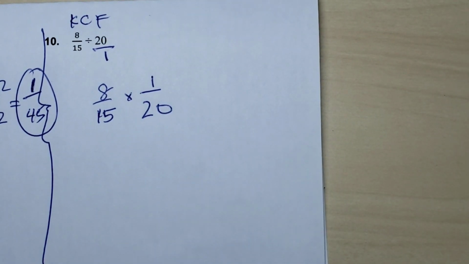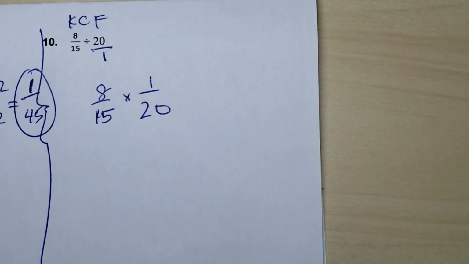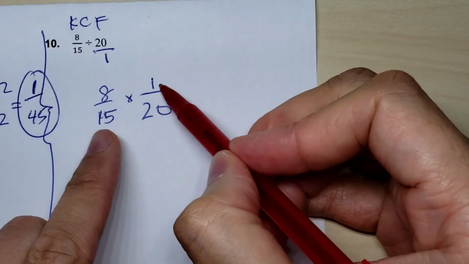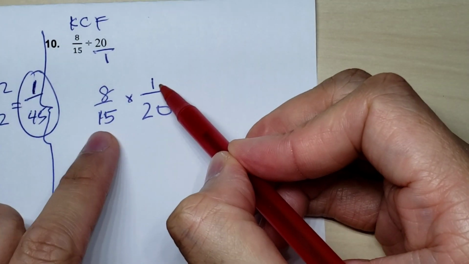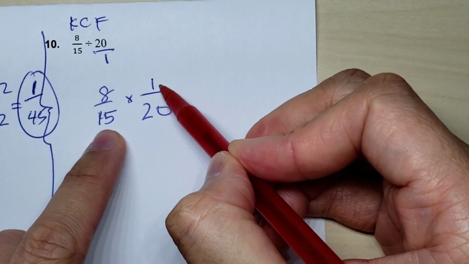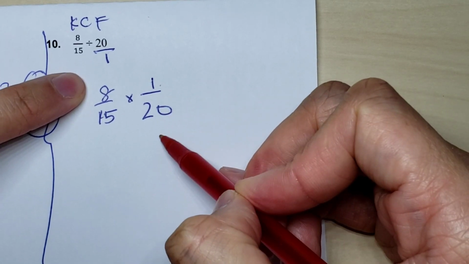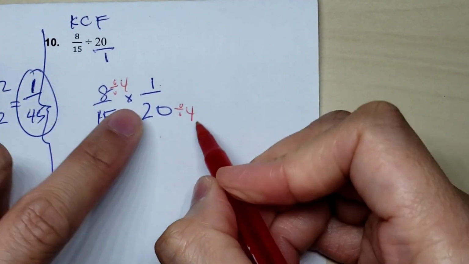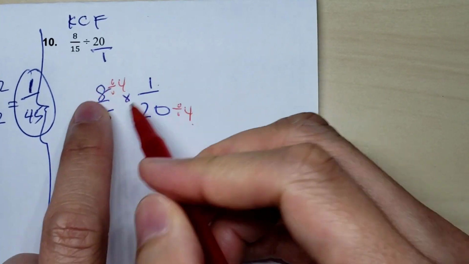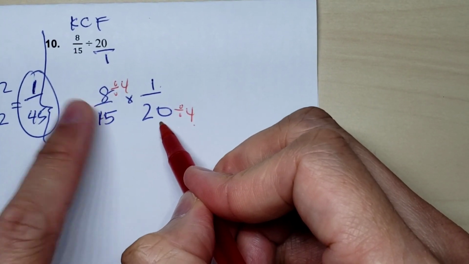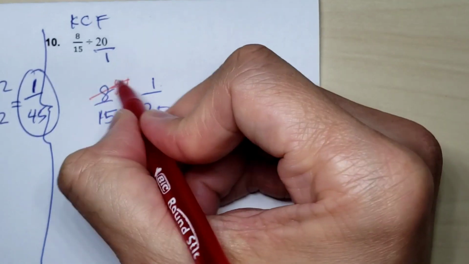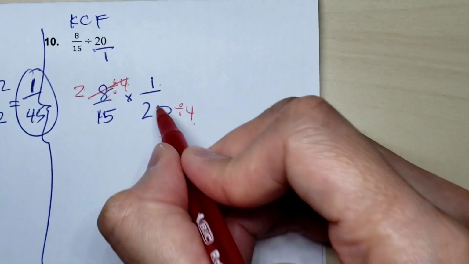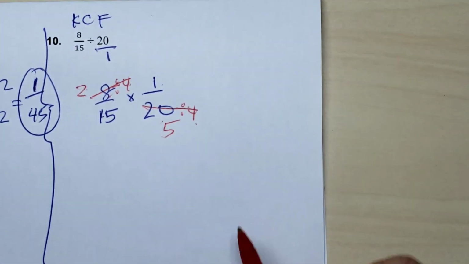Now, if I cross cancel right away, it will save me time. So this is 1 over 15. It won't make any difference because 1 is the common factor. 8 over 20 would be dividing by 4, dividing by 4. 4 is the common factor that we can find into 8 and 20 that we can use to divide evenly. So 8 divided by 4 is 2. 20 divided by 4 is 5.